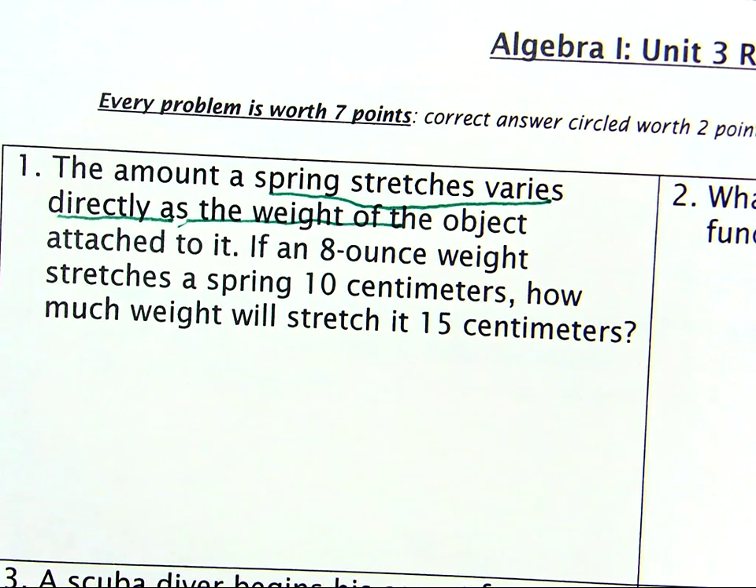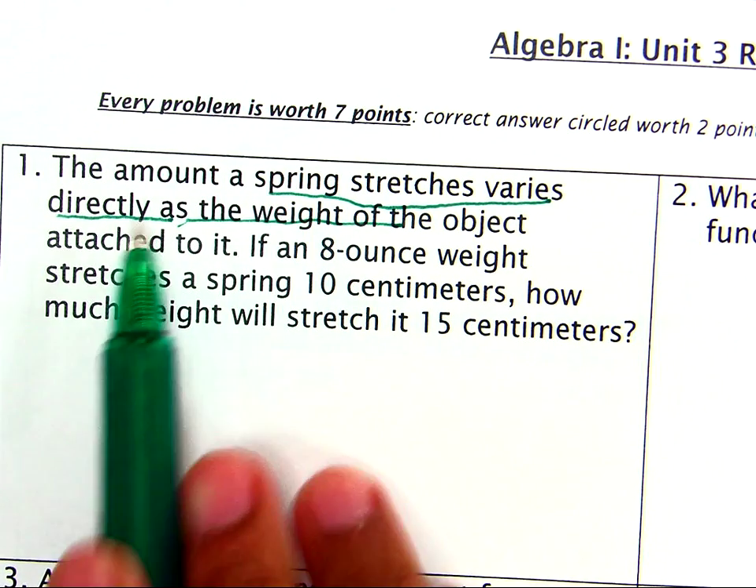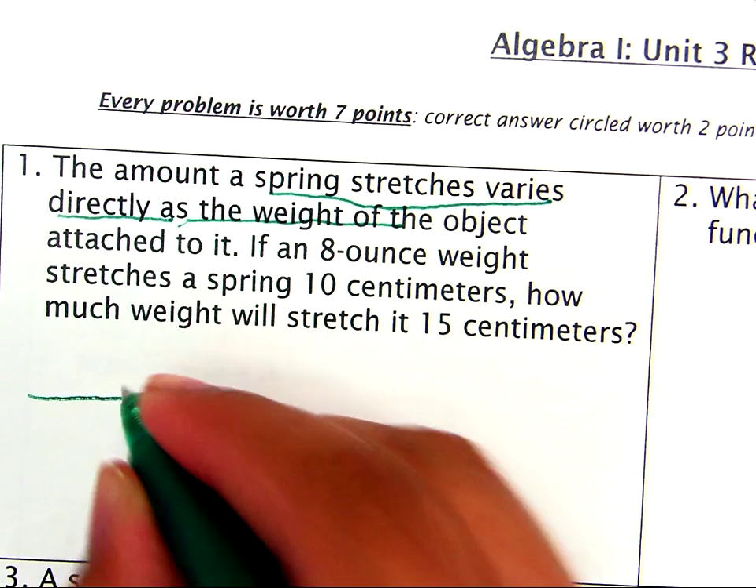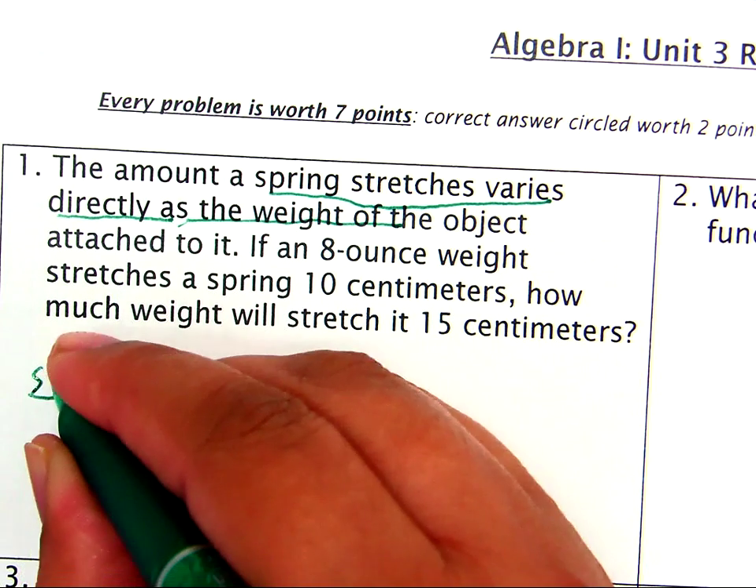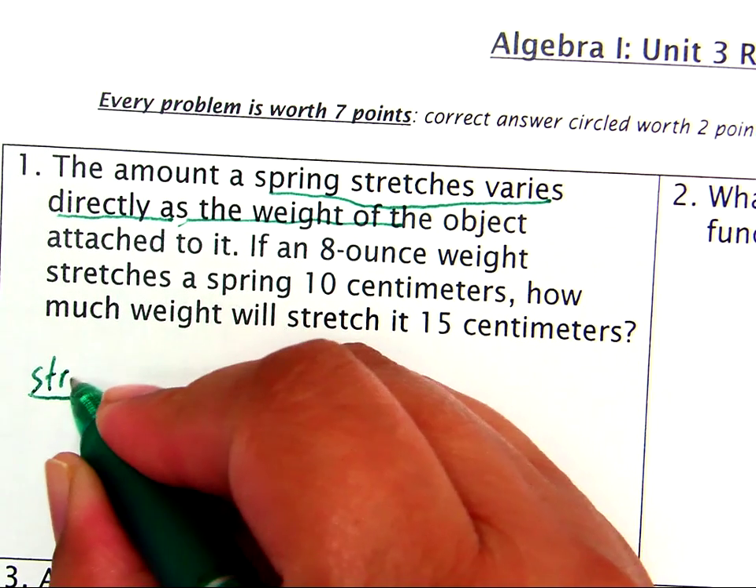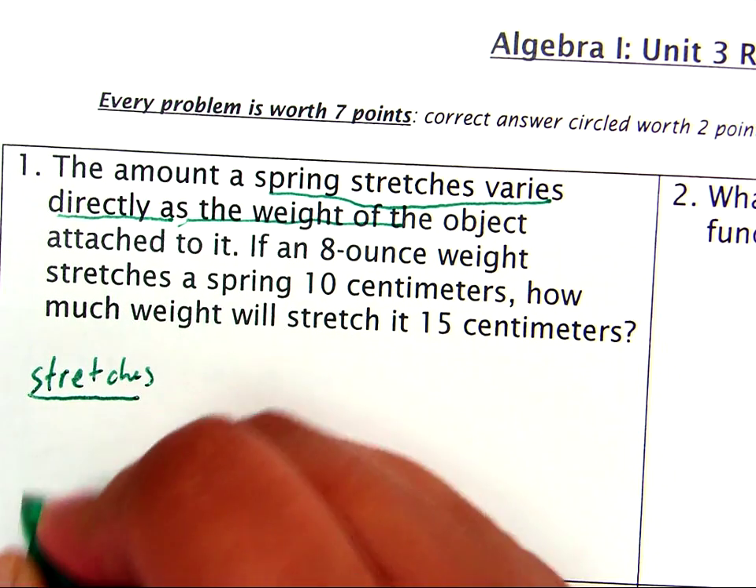The amount a spring stretches varies directly as the weight of the object attached to it. If an 8-ounce weight stretches a spring 10 centimeters, how much weight will stretch it 15 centimeters? Okay, so what you want to do, because it says it varies directly, this can be set up as a proportion. So you have the stretch over the weight.